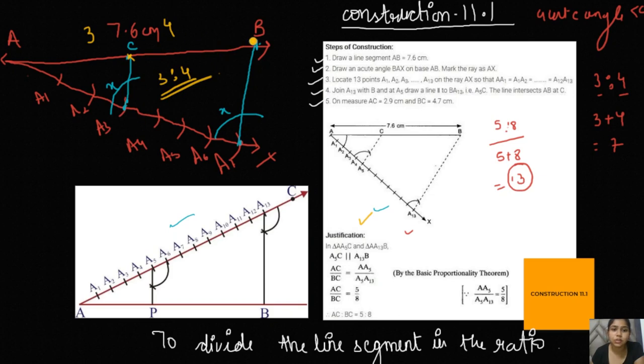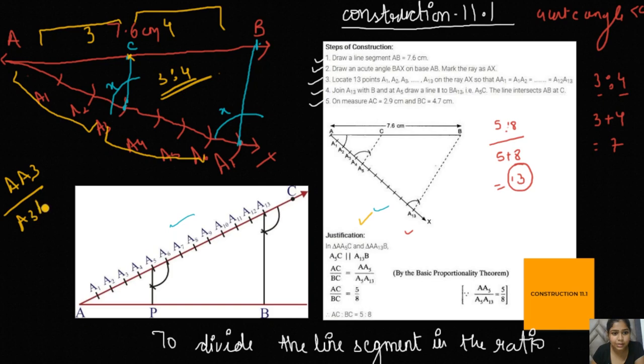You can see that both these lines are parallel. Right. According to the BPT, that is the basic proportionality theorem, which we have studied in chapter number 6, triangles, when a line is drawn parallel to the third side of the triangle, then the two sides which it intersects are divided in the same ratio. Right. It means this divided by this will be equal to this divided by this. That means AA3 divided by A3A7 equals AC by CB.